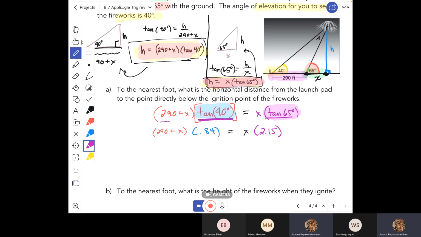The reason I wrote these as numbers is because now I can look to the left-hand side and I can say, ooh, this is a binomial times a monomial. So I can take this and multiply it by each of these. Now, if I had not rounded, I would have been just distributing tan of 40 degrees, that whole expression.